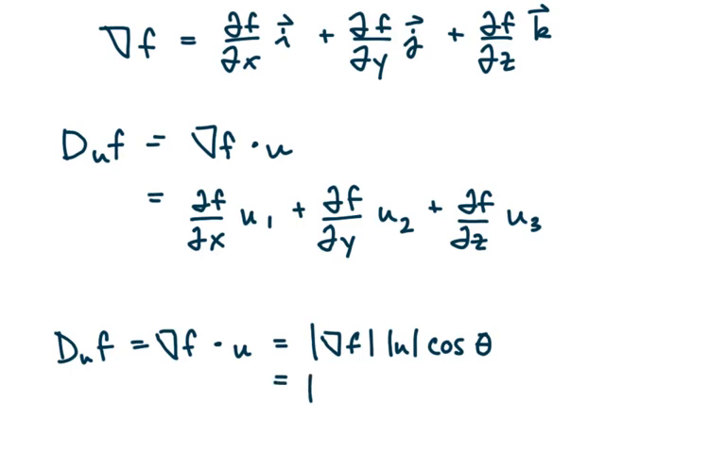And since the magnitude of u is 1, we can remove that and just say the magnitude, or the length, of my gradient times cosine theta. And all of the other properties for functions of two variables extend to three variables. At any given point, the function increases most rapidly in the direction of positive gradient f and decreases most rapidly in the opposite direction, negative gradient f.